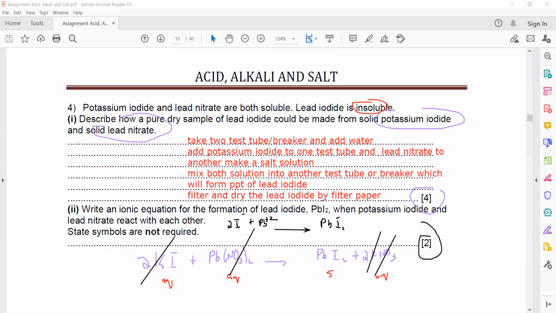How lead is +2, it is mentioned here, lead 2 iodide. So you can identify how lead is +2 because it's PbI2. So iodine is group 7, so it is -1, so lead should be +2.